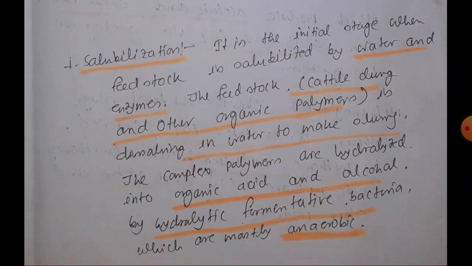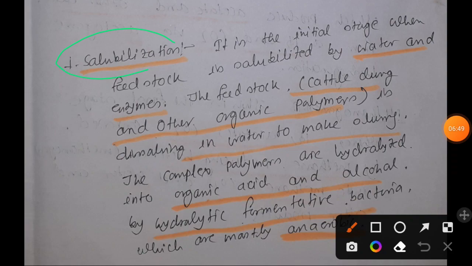Now the anaerobic digestion process, or the feeding process that I have told you, we are going to talk about this anaerobic digestion process in detail. So the first thing is the solubilization step. The feedstock we have used will be mixed with water to produce the slurry. The feedstock here is mainly cattle dung and other organic polymers, mixed with water to produce slurry.